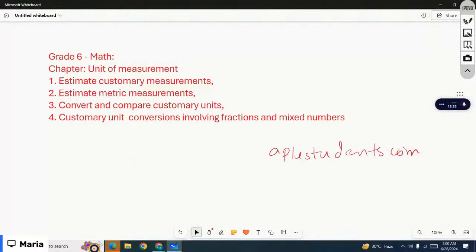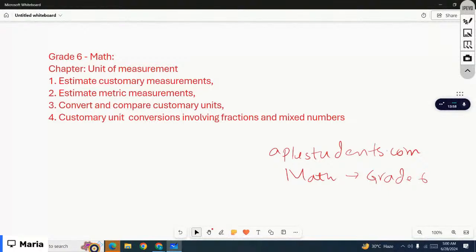You have to log in there using your email address and password provided by the administrator. Then you have to select math from the subject tab. Scroll down to grade 6 math and then click on view all lessons. There you can find a list of chapters. We're going to start with the chapter unit of measurement.